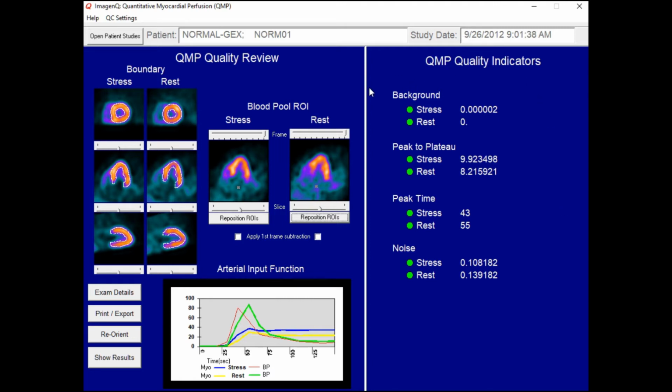The first of which is the background counts, and that's the number of counts that are seen in the very first frame of the image. And let's back up to these. And as we can see, at stress and rest, there are no counts in the background. And we can also see these within the arterial input function on the bottom. There are no counts at the very beginning of the study.